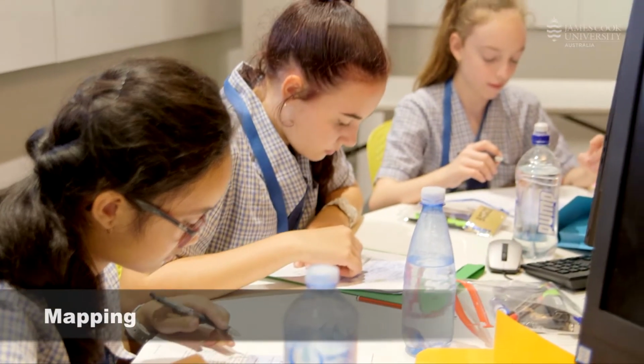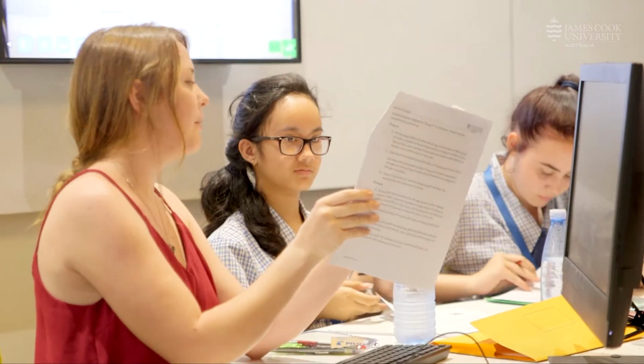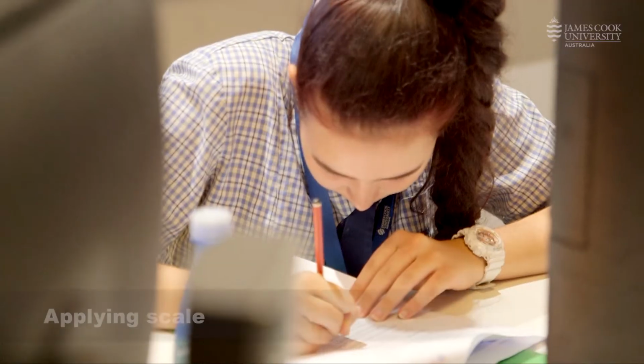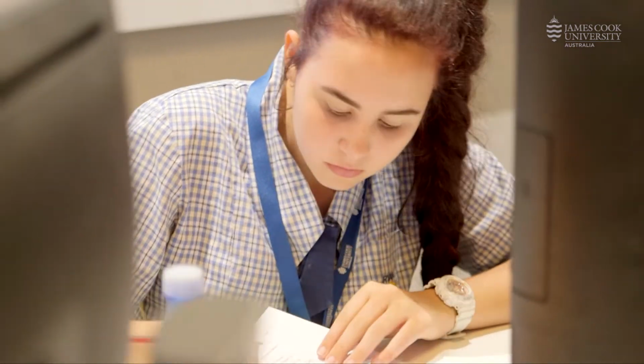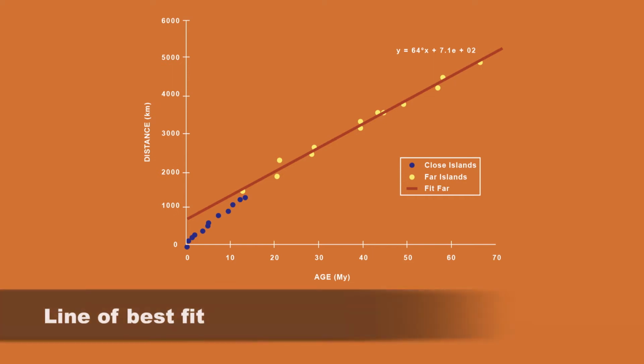Students work in small groups, measuring distances from the map and plotting the points graphically with the age of the islands. The students need to take into account the scale of the map and consider ages in millions of years before graphing their data. This activity has students employ a line of best fit and explores the significance of the slope of a line in a real-world context.